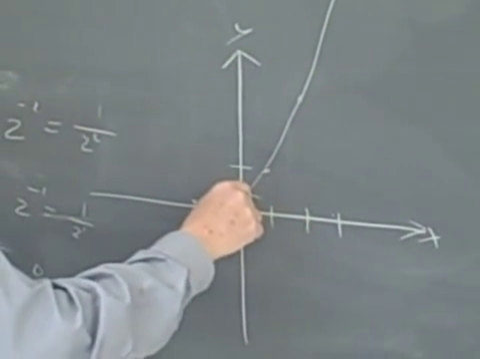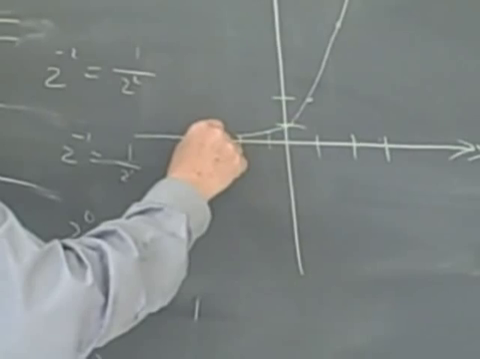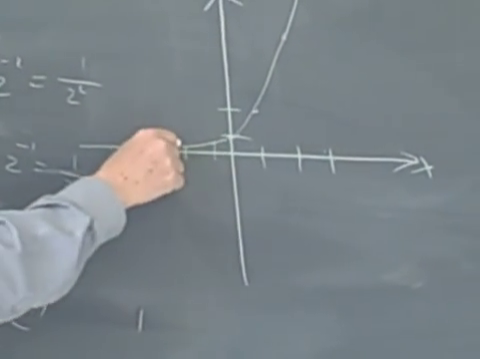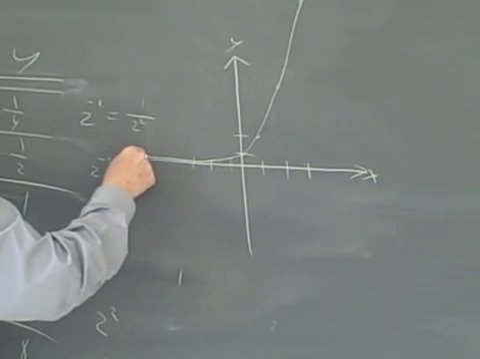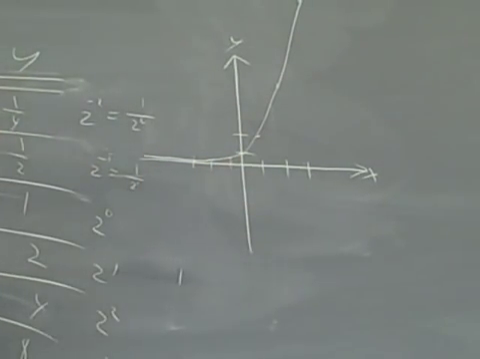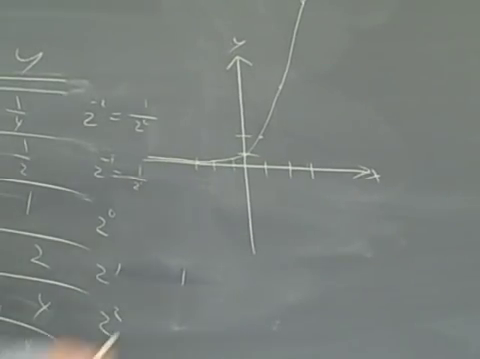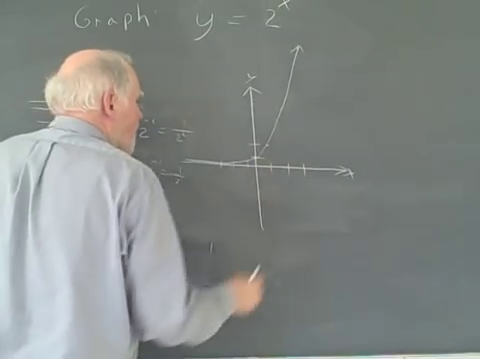Coming back this way, it's the absolute opposite. It's sinking. And if I go out to negative 3, I'll have 2 to the negative 3, which is 1/8. It's getting closer and closer, but never touching the x-axis. That's called being asymptotic to the x-axis. And that's what this function looks like.